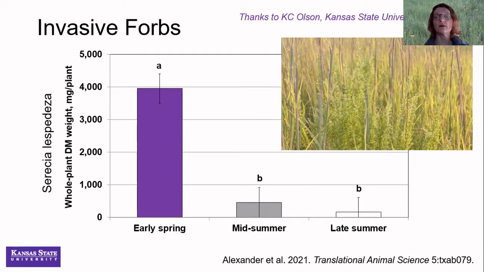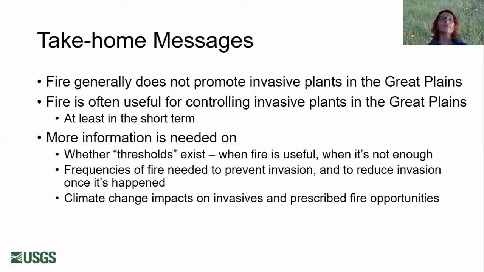However, in this area where raising cattle is a major use of the land, there's concerns about the fall fire's effects on cattle weight gain, and those need to be balanced with the benefits of controlling this invasive species. So that was a really brief look at how fire and invasive plants are related in the Great Plains.